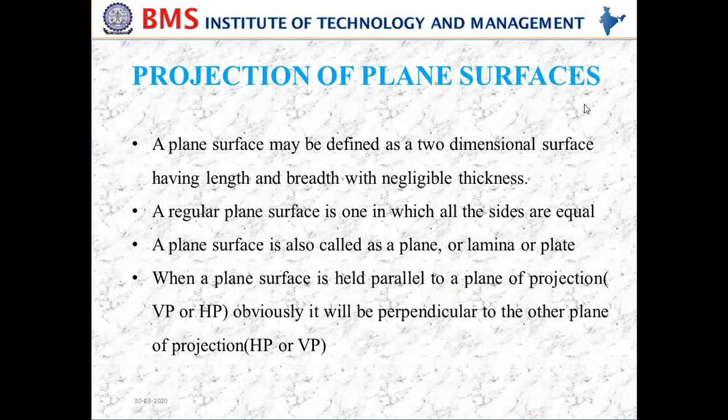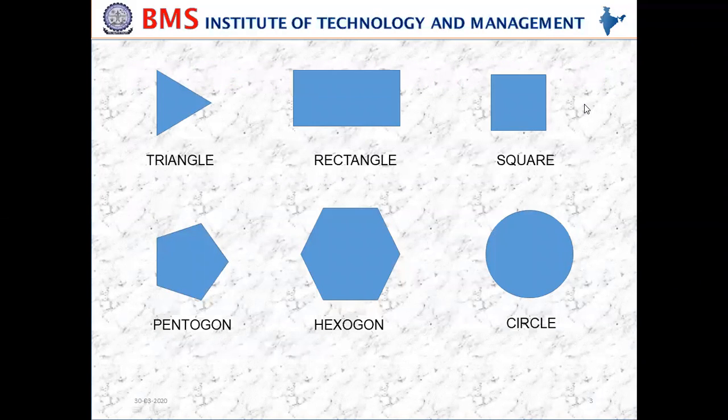So when a plane surface is held parallel to a plane of projection, obviously it will be perpendicular to the other plane of projection. That we'll discuss with the example. Before that, we should know the different regular plane surfaces. One is a triangle. All three sides are equal, so I'm going to talk about the equilateral triangle here. Of course, you might have seen isosceles triangles also. Some of the problems are there on the isosceles triangle also.